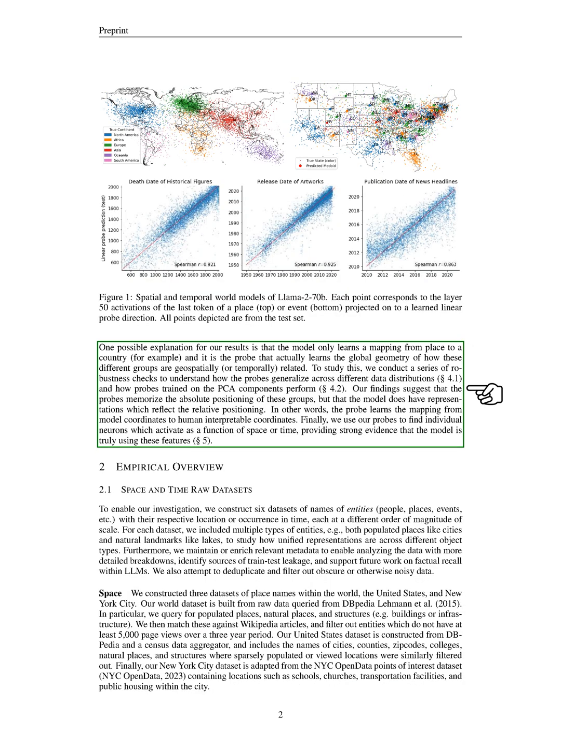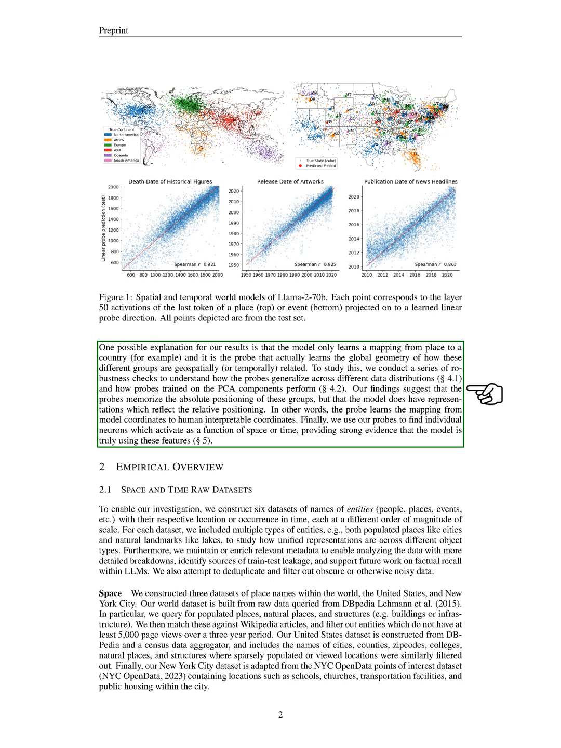One possible explanation for our results is that the model only learns a mapping from place to a country, for example, and it is the probe that actually learns the global geometry of how these different groups are geospatially or temporally related. To investigate this, we conducted a series of robustness checks to understand how the probes generalize across different data distributions and how probes trained on the PCA components perform.